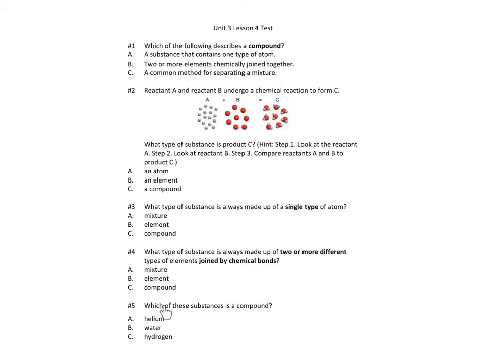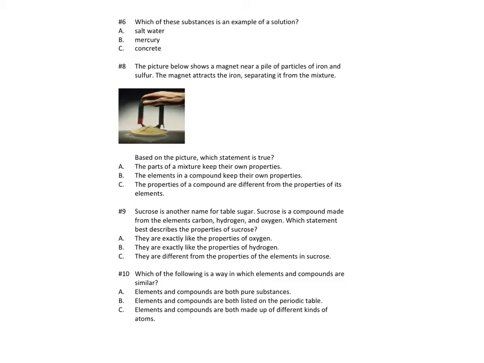Number 5. Which of these substances is a compound? A. Helium. B. Water. C. Hydrogen. Number 6. Which of these substances is an example of a solution? A. Salt water. B. Mercury. C. Concrete.